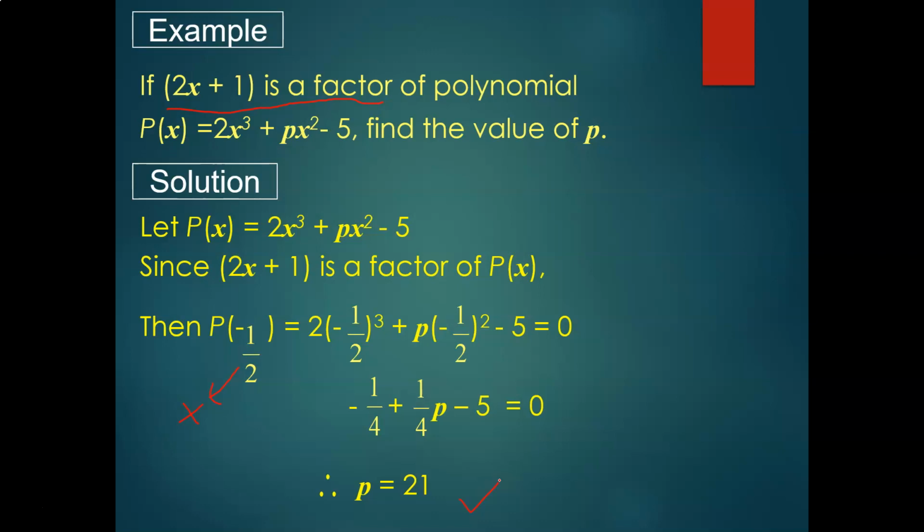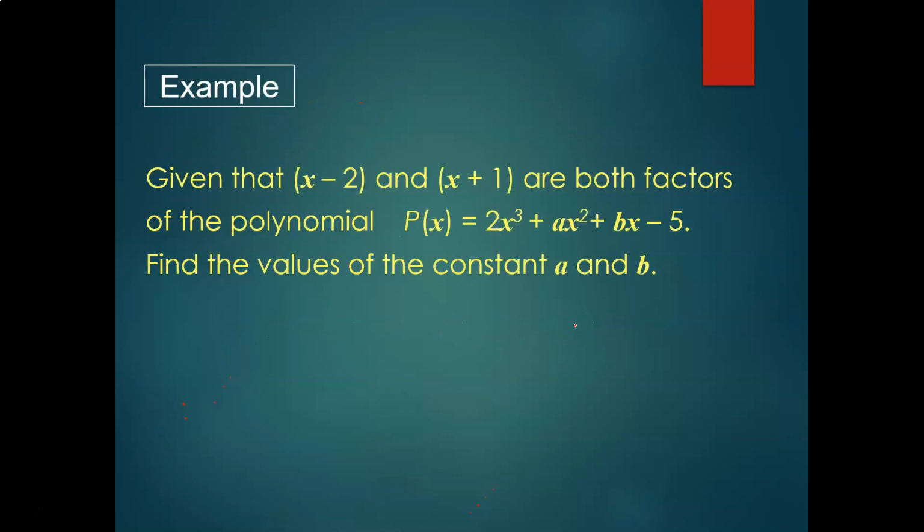Okay, so you have to bear in mind what it means by factor theorem. Factor theorem means when you have a factor like this, when you substitute the a or the factor into this polynomial, you will get the remainder 0. Okay, another example. Given that x minus 2 and x plus 1 are both factors of the polynomial, they say both of these are factors of this one. Find the values of the constants a and b. So again, you have to find this one and this one.